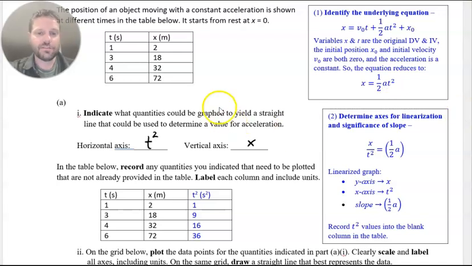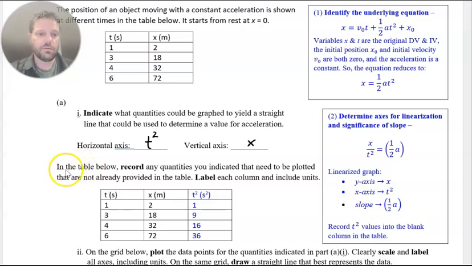Okay, so I'm going to go ahead and start to solve this problem now that we've talked enough about it. Again, it's saying indicate what quantities could be graphed to yield a straight line that could be used to determine a value for acceleration. So I'm going to plot my horizontal axis, the time squared values, and then the vertical axis, the position x.